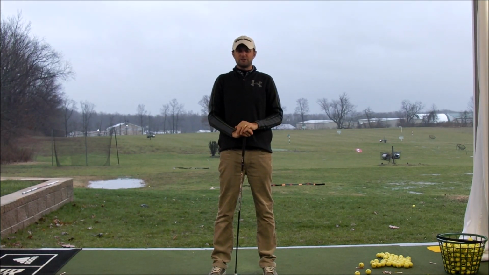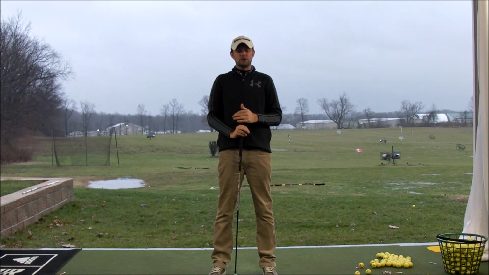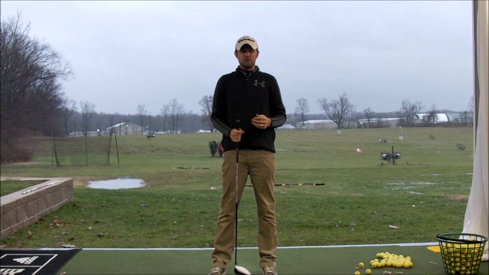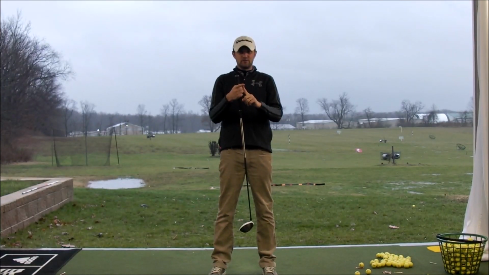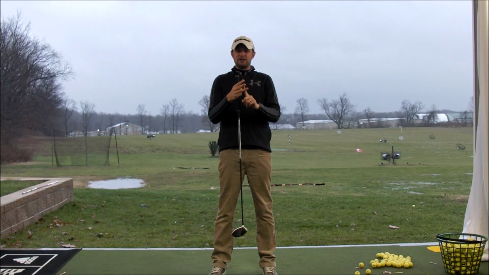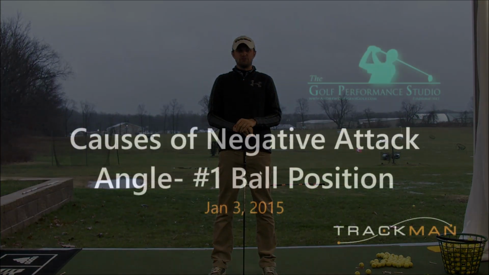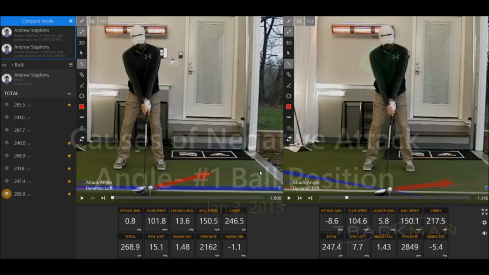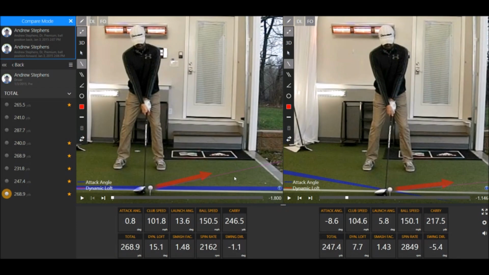So we're going to look at the three factors that could lead to your negative attack angle, and those are ball position, the amount of axis tilt you have at impact, and creating too much shaft lean. Take a look at the three examples we have here using Trackman. The first cause of negative attack angle with the driver that I'm going to look at is ball position.